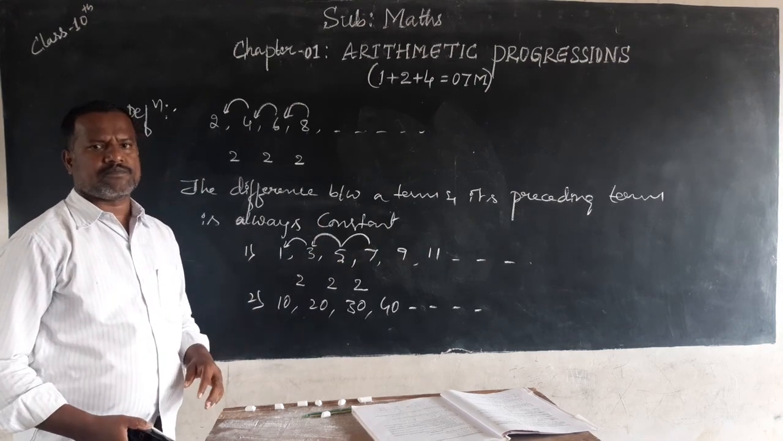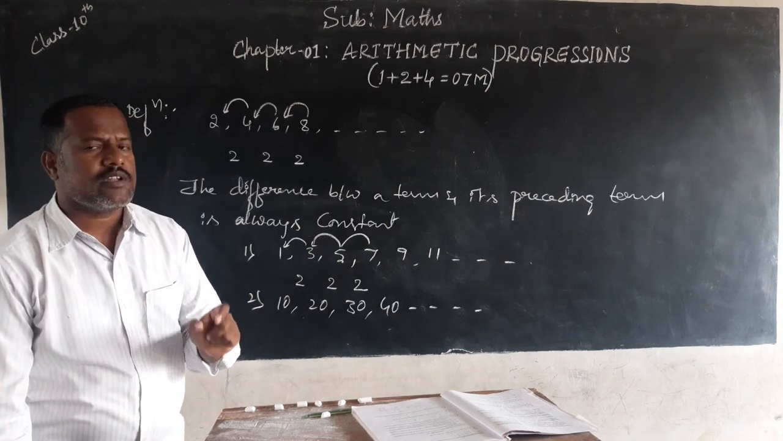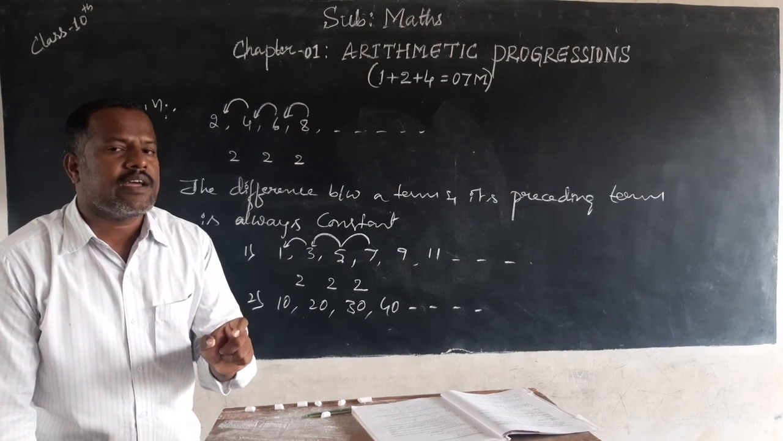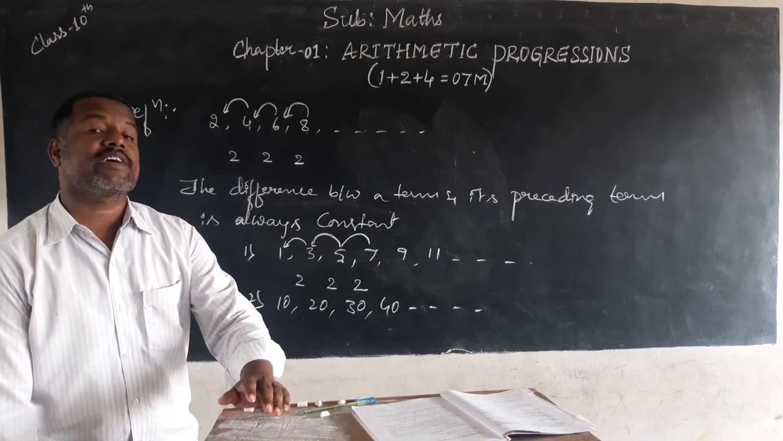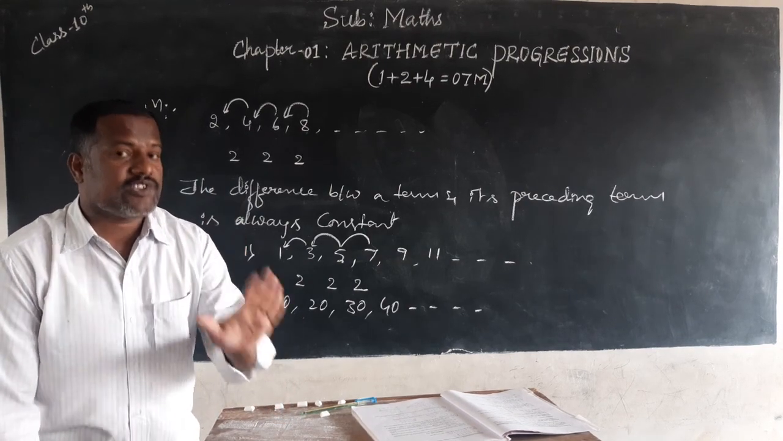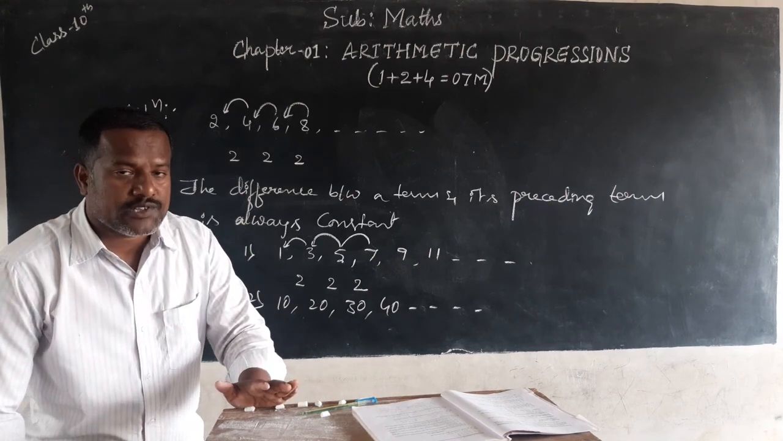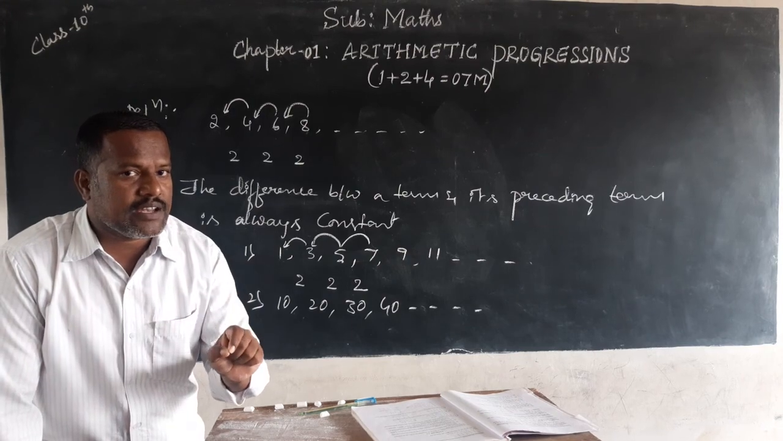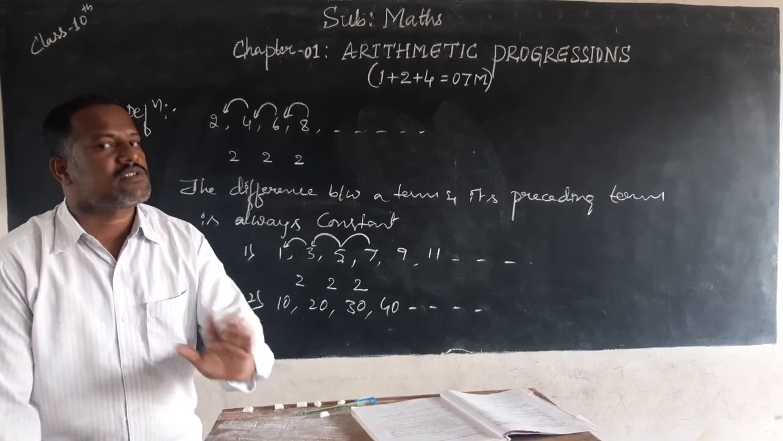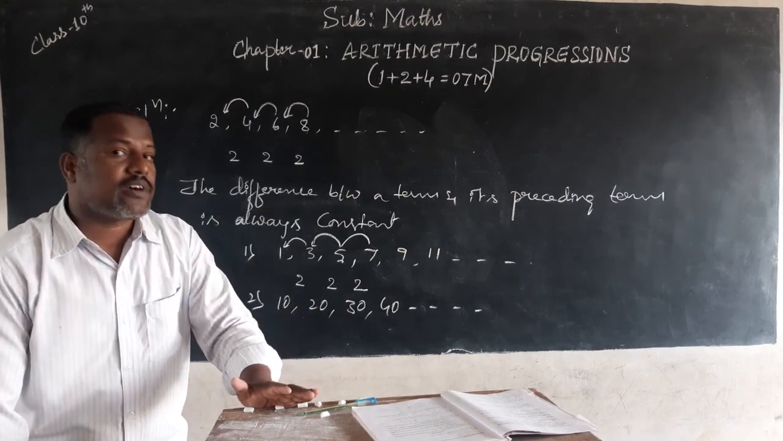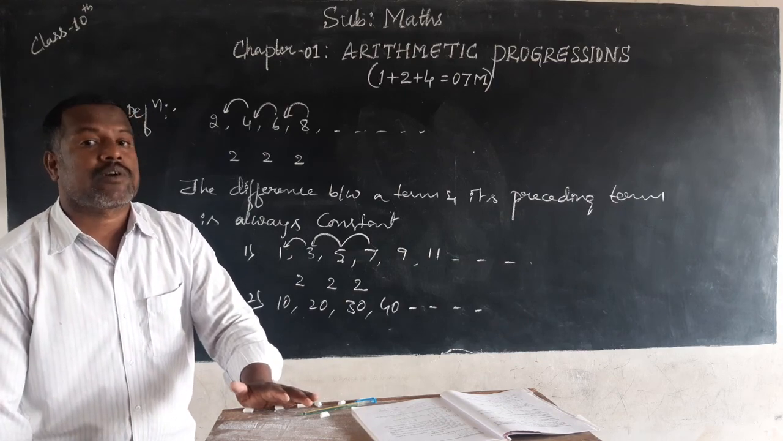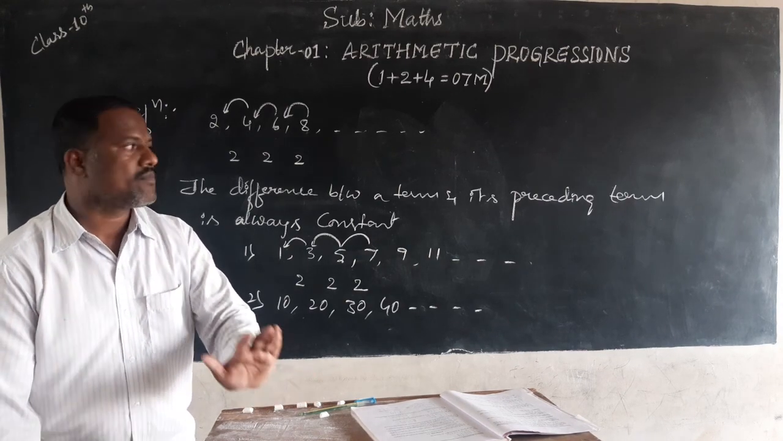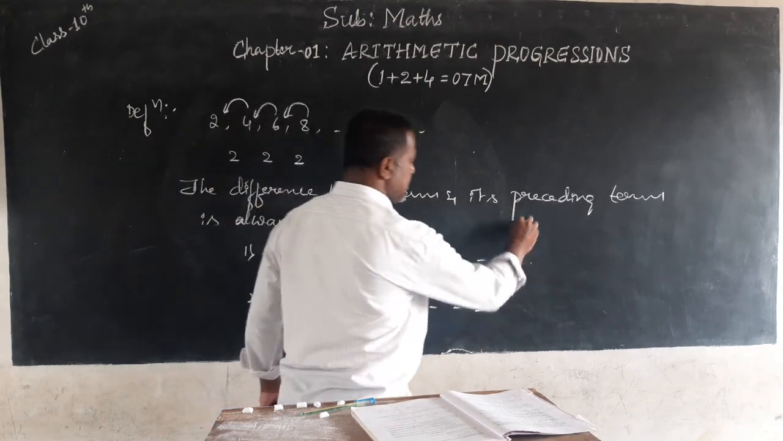Simple definition. What do you mean by arithmetic progression? The difference between any two terms is always constant. Such a progression is called arithmetic progression. Understand, children? Once again, the difference between any two terms is always constant. Such a progression is called arithmetic progression. So I would like to write another example.